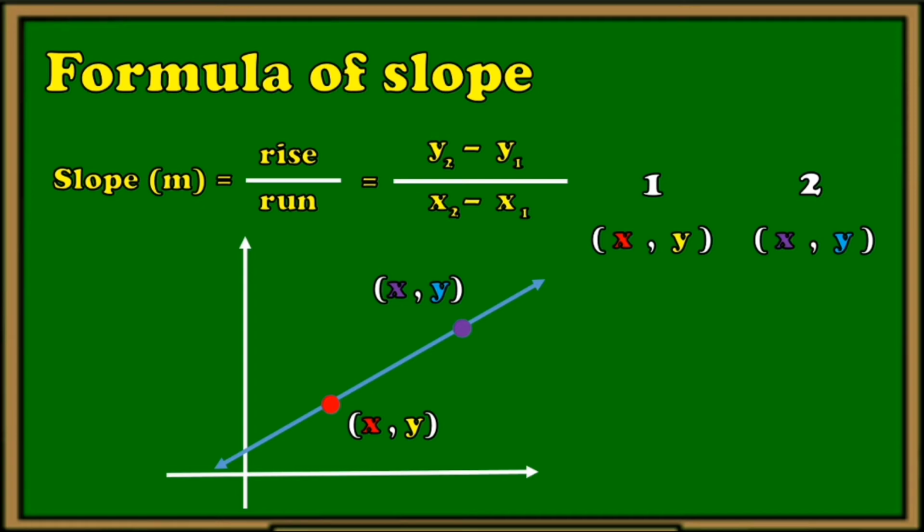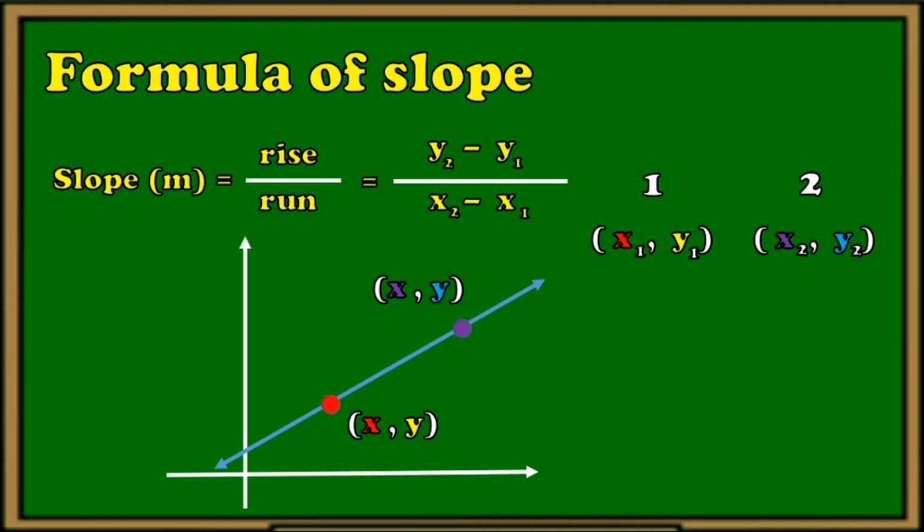Now all we have to do is write a subscript of a number where the coordinates belong. So now we have x sub 1 and y sub 1 under the number 1, and x sub 2 and y sub 2 under the number 2. Now all we have to do is use the formula y sub 2 minus y sub 1 all over x sub 2 minus x sub 1.